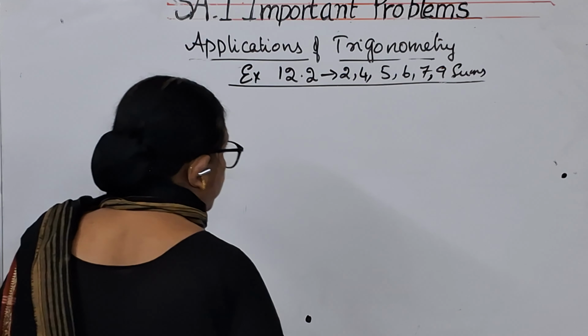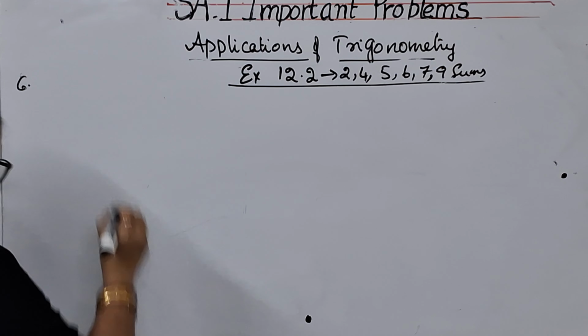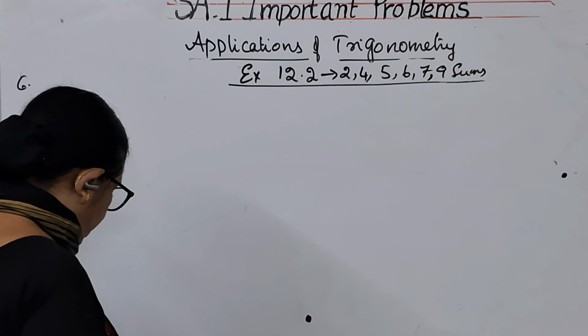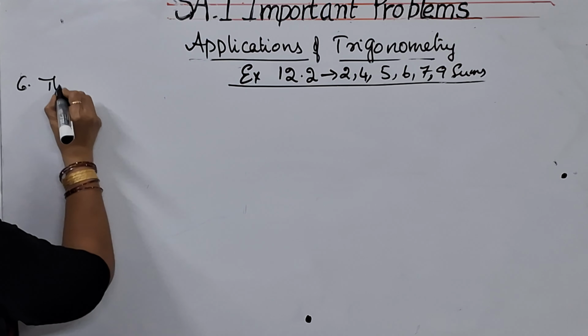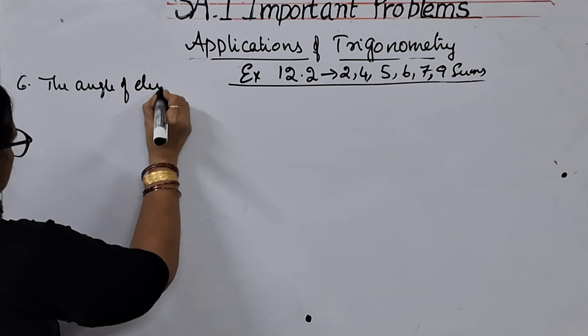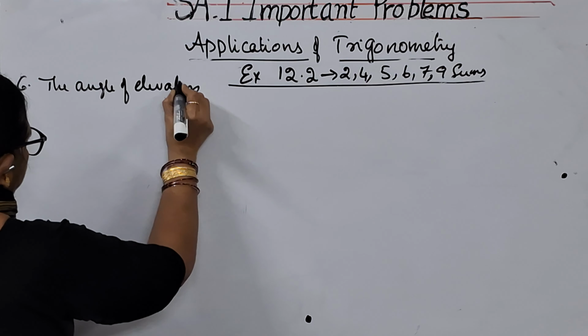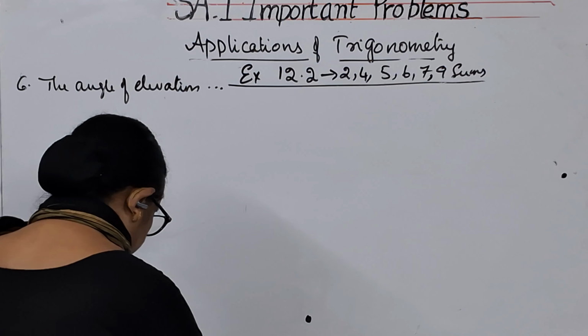Now, we will go to the 6th sum. The angle of elevation of the top of a building. The angle of elevation, it goes like this. Let me read the problem first.